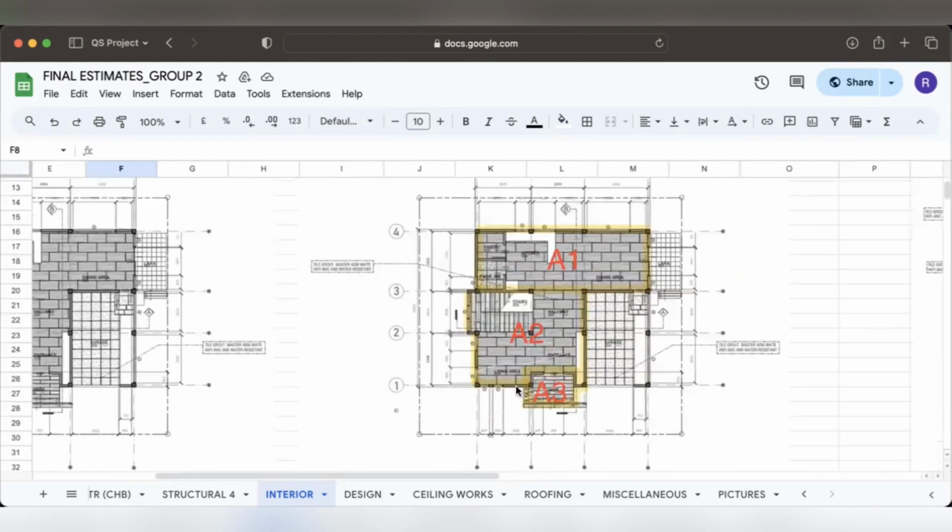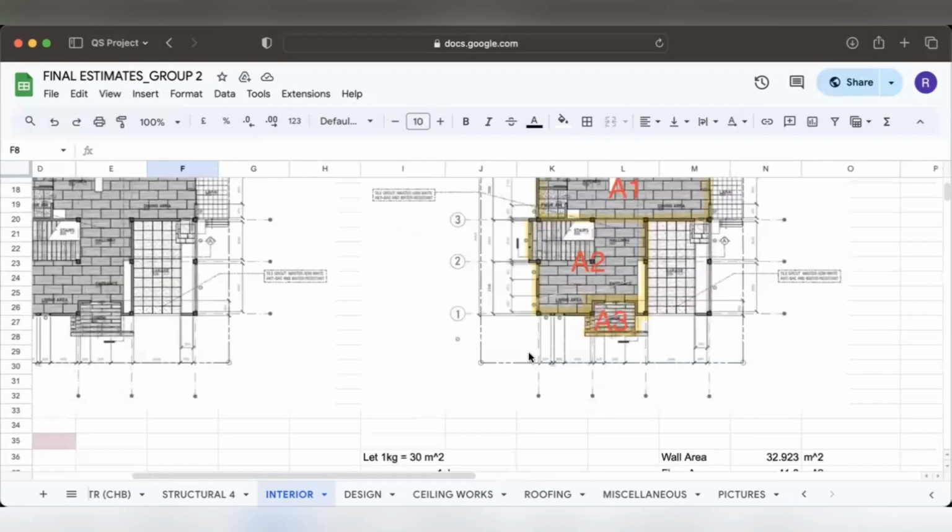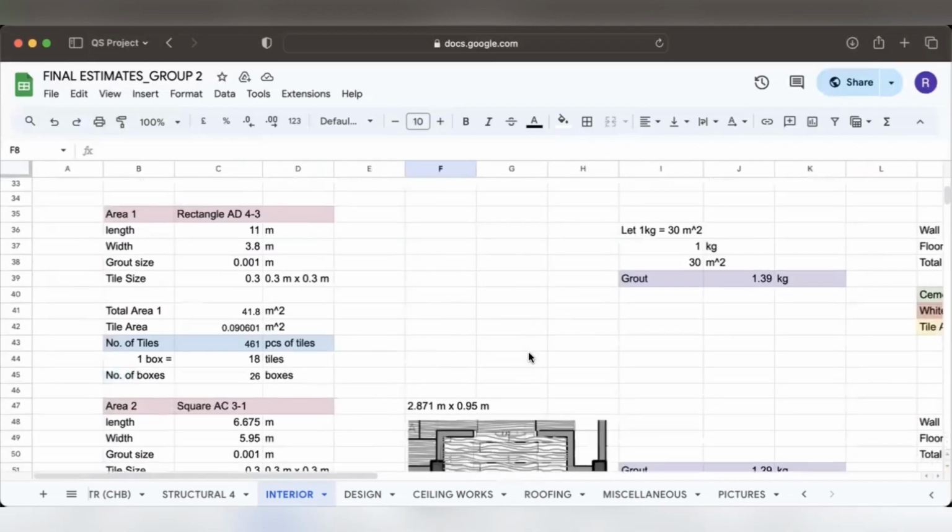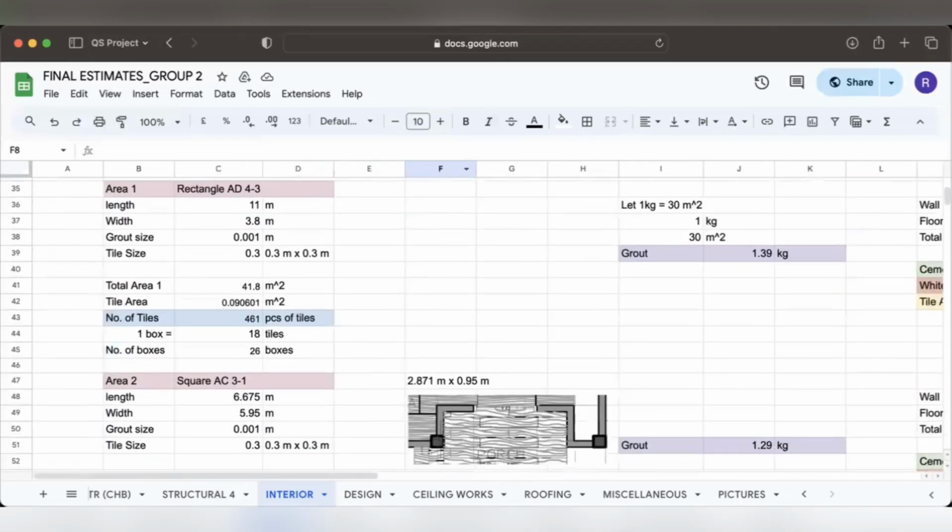I'm going to use the area method and divide the floor into three areas: area 1, area 2, and area 3. Note that area 2 is not a square. This is still a rectangle based on uneven dimensions of the length and width.